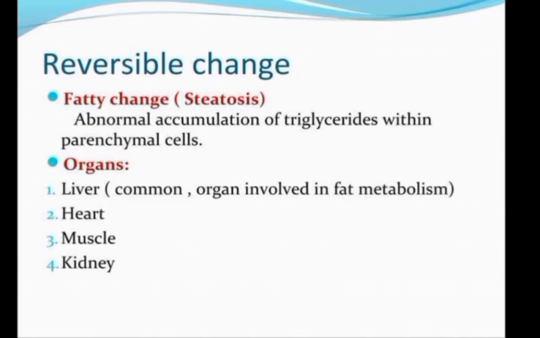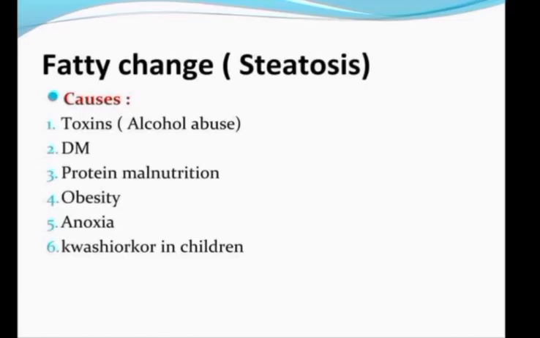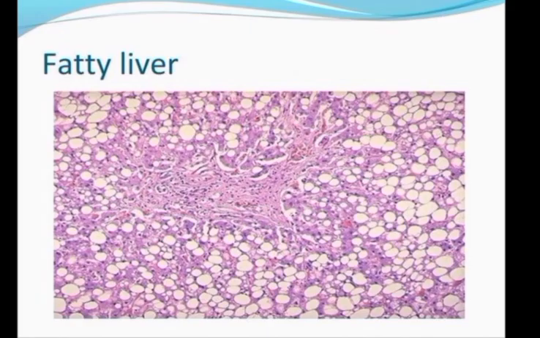Among reversible changes there is fatty change, an abnormal accumulation of triglycerides within parenchymal cells. Mostly this happens in the liver, heart, muscles, and kidney. Causes of fatty change: toxins, diabetes mellitus, where more metabolic wastes accumulate in the liver, protein malnutrition, obesity, anorexia, and kwashiorkor in children.